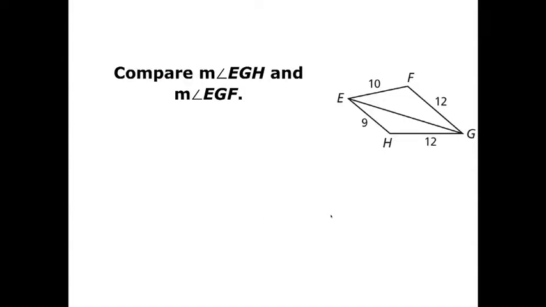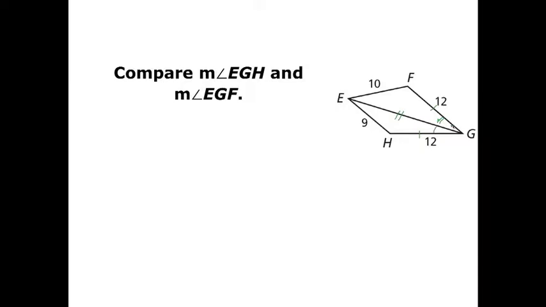Here I want to compare these two angles, and so what I have to do is use my converse of the hinge theorem. So I have to start with what I know is congruent. I start with FG being congruent to HG. Those two sides are definitely congruent, and I know that EG is congruent to itself. And the two angles that I want to compare, EGH and EGF, are the included angles for those two sets of congruent sides.